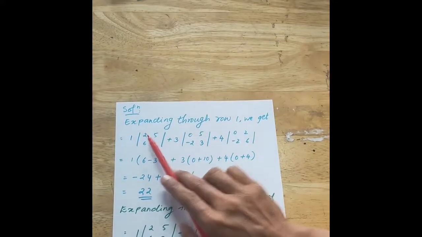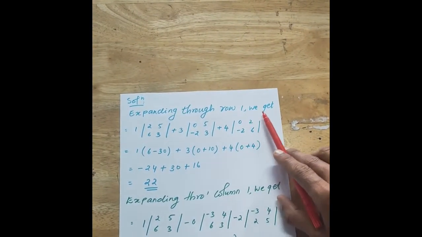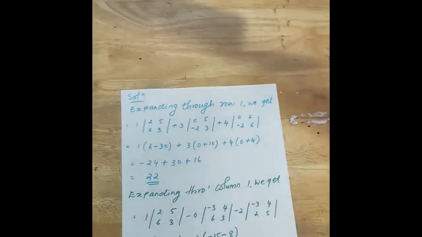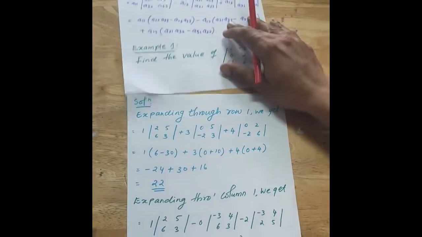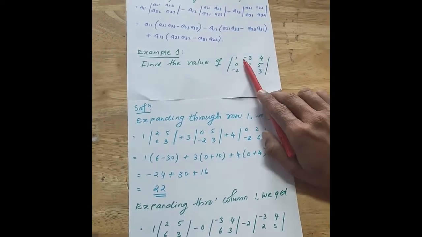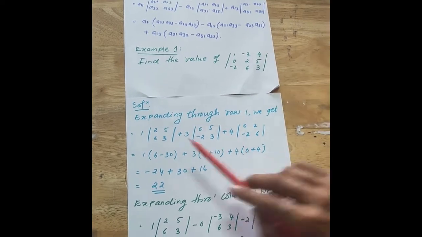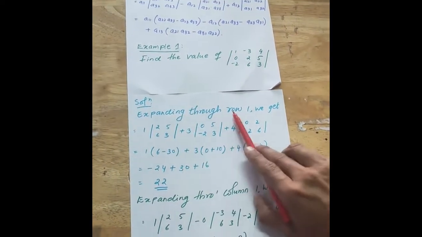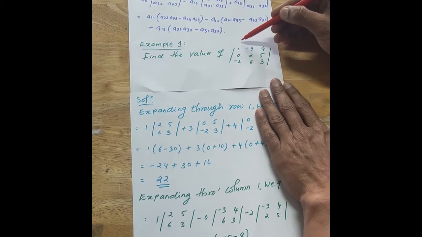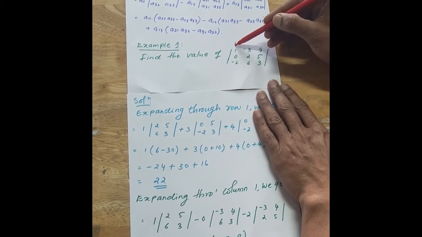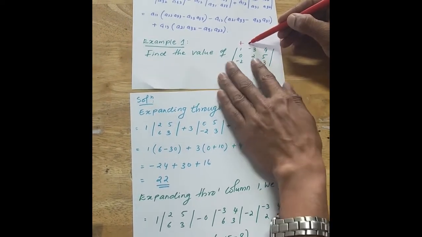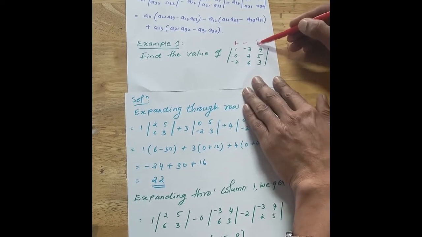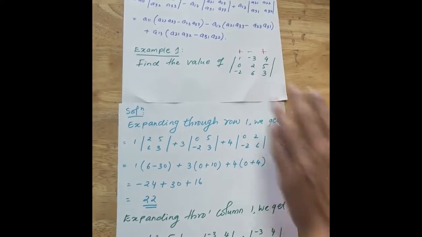Okay, now we are expanding through row 1. We get this determinant here. So this is your question given here. We are expanding through row 1, that means we are expanding through this row. Plus, minus, plus: you give plus, minus and plus signs here, right?